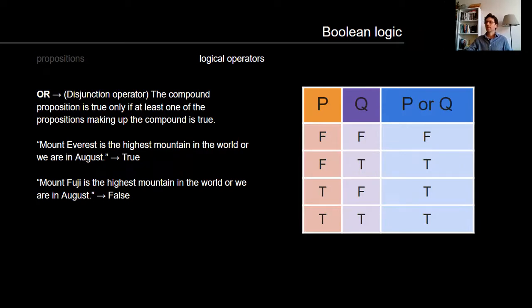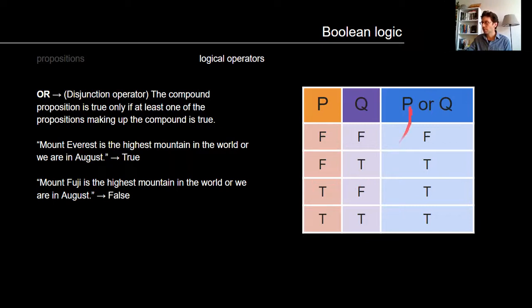So this, where's my laser pointer? Okay, here is my pointer. This compound proposition is true because the first part, P, Mount Everest is the highest mountain in the world, is true. We are in August is false. We are not in August, but we have a true P.